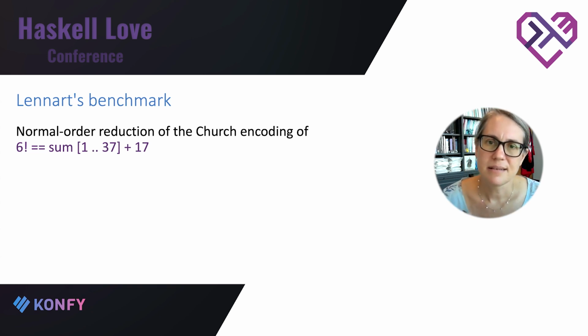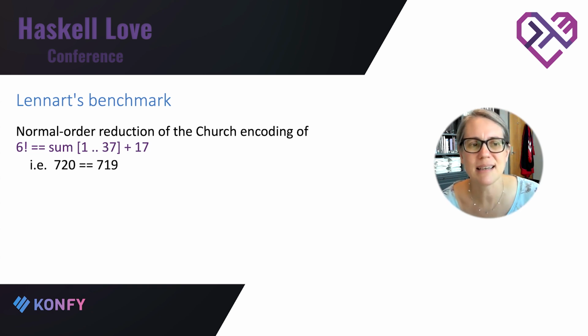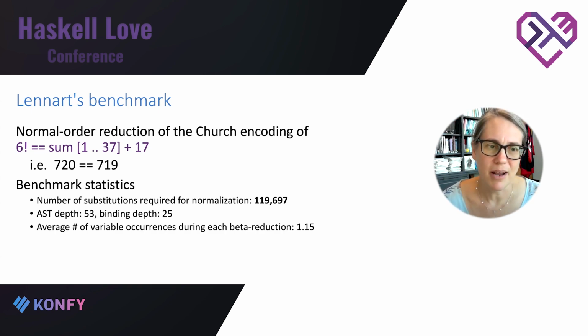It is taking the church encoding of this little Haskell term. 6 factorial, is that equal to the sum of 1 to 37 plus 17? Let's church encode that. If you think about it, really what the church encoding is asking is: is the number 720 equal to the number 719? Now, through this encoding in the lambda calculus, it's a pretty big lambda calculus term. And computing its normal form, reducing this so that it's the church encoding of false, takes a lot of steps. In fact, it takes almost 120,000 steps of substitution, right?